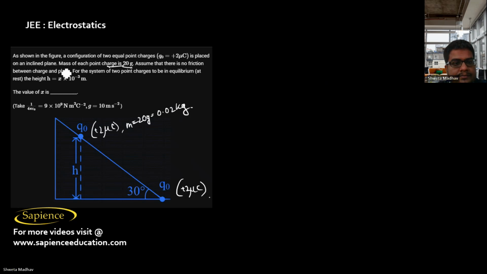Then for the system of 2 point charges to be in equilibrium at rest, the height h is equal to x into 10 power minus 3 meter, then x will be how much? So the two charges are at rest only.